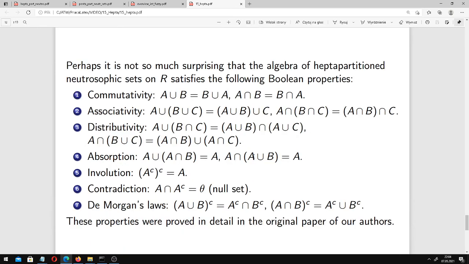And perhaps it's not so much surprising that the algebra of heptapartitioned neutrosophic sets on R satisfies the following well-known Boolean properties, like commutativity of both operations, associativity, distributivity of both operations, absorption, involution, complement laws, and finally De Morgan's laws. And if you are interested, then these properties were proved in detail in the original paper of our authors.